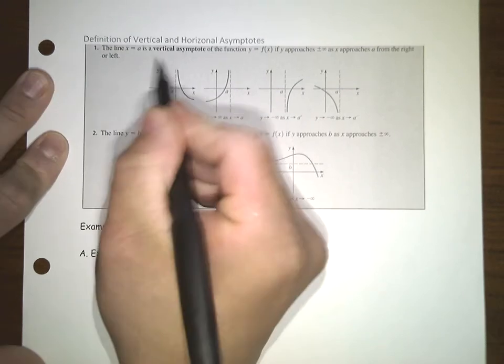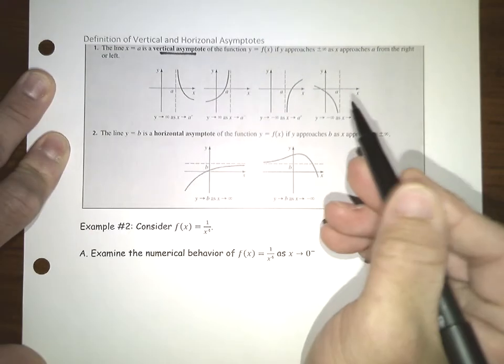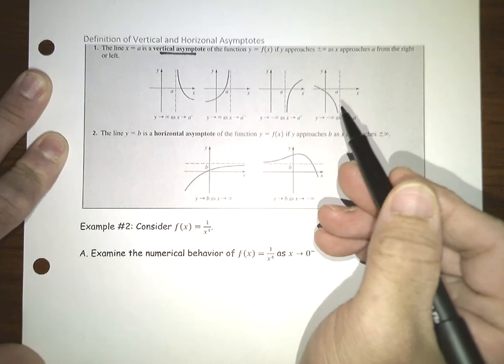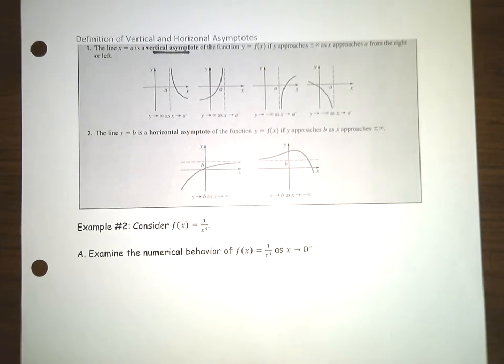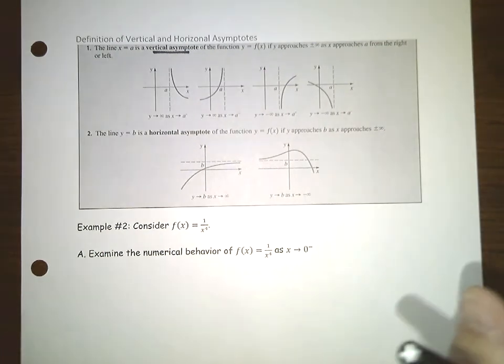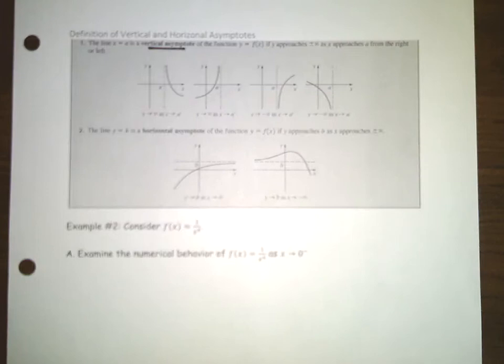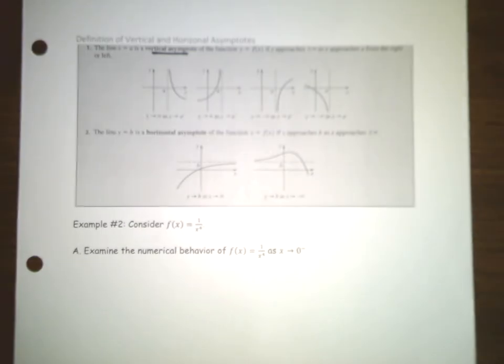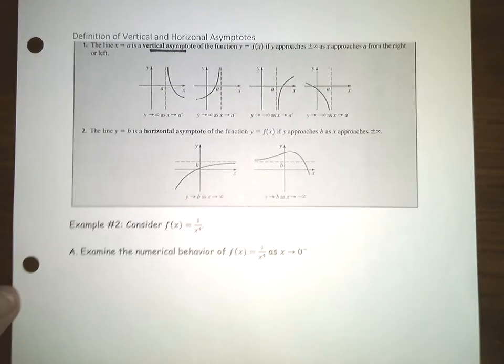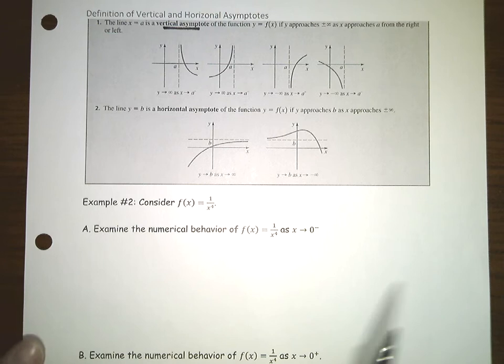So the line x equals a is a vertical asymptote of the function y equals f of x. Here, let me focus that. If you can't see something at some time, let me know. But I think that the focus went away a little bit because the light in the basement went off again, but that's okay.